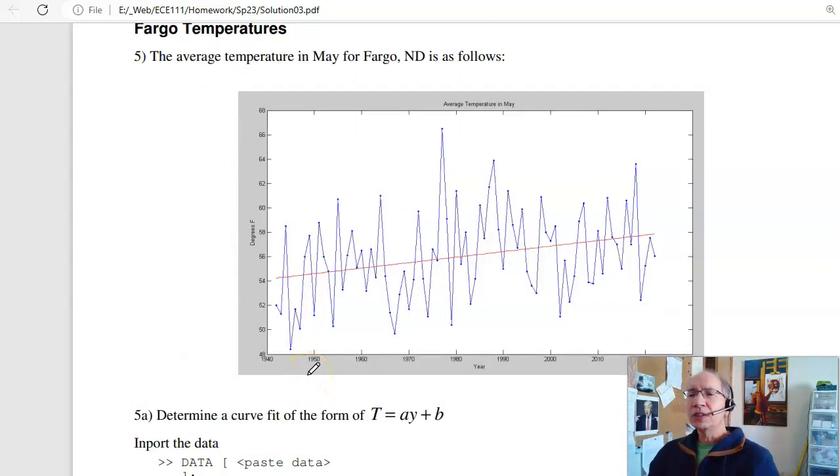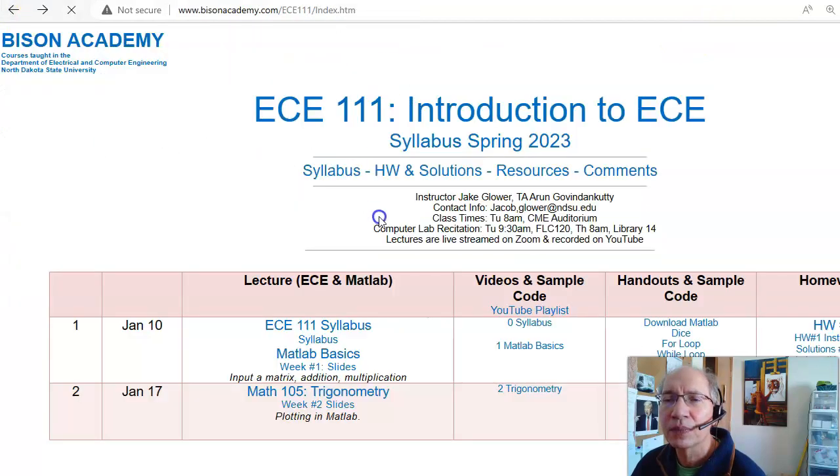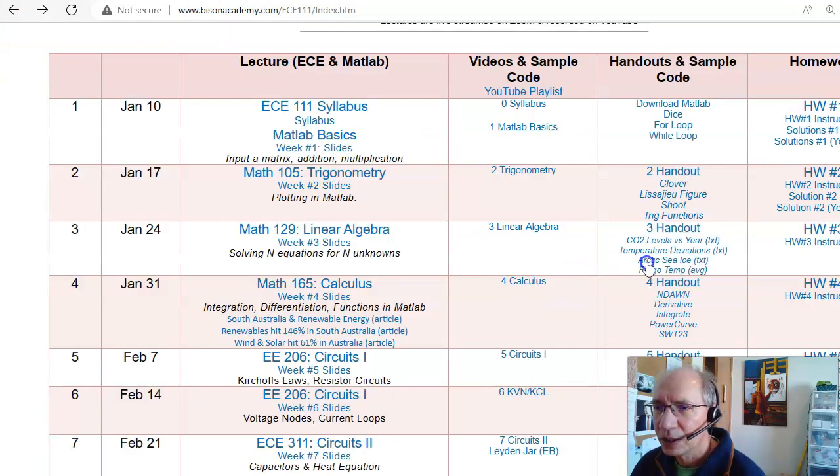Least squares is pretty generic. You can curve fit any data. So let's have some fun. Let's look at the temperature in Fargo. In this case, the average temperature in May is the 6th column of the data. You can go back to Bison Academy. Here's your data sets, Fargo temperatures. It takes a little bit of time to load.